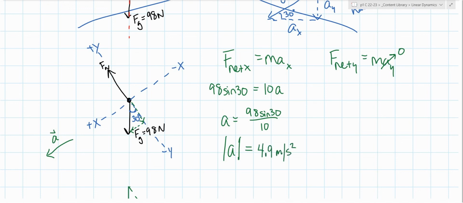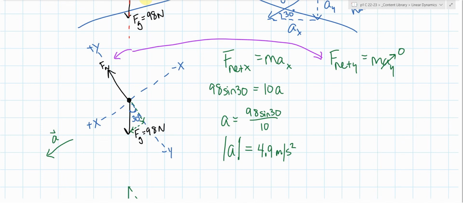So the magnitude of a is, if I do all that, 4.9 meters per second squared. Now, I didn't need the y direction to solve for a, but I might, in the future, need to actually find the normal force. So if I want the normal force, I'm going to have to do the y direction. We'll need the normal force when we start doing friction at the next class session. So we need to know how to find this.